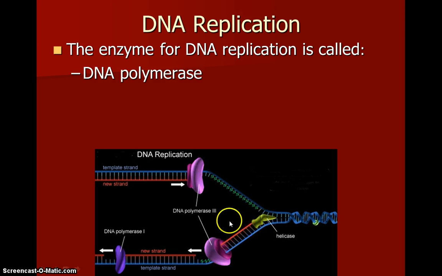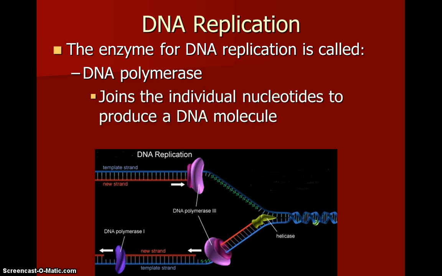So here's an example. The enzyme for DNA replication is called DNA polymerase. And it joins individual nucleotides to produce a DNA molecule. And it proofreads the DNA, so it's going to make sure that the right things are bonded to each other.